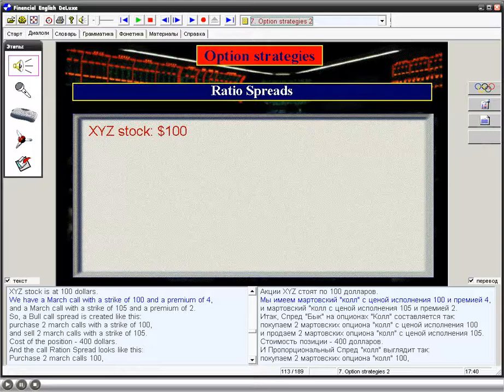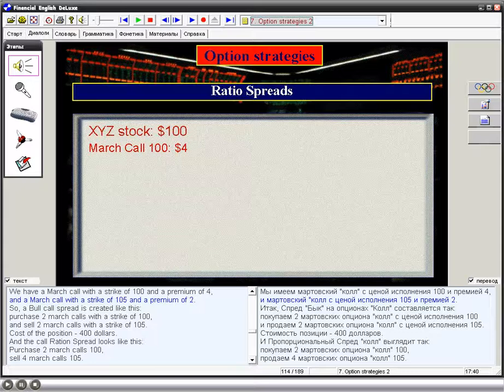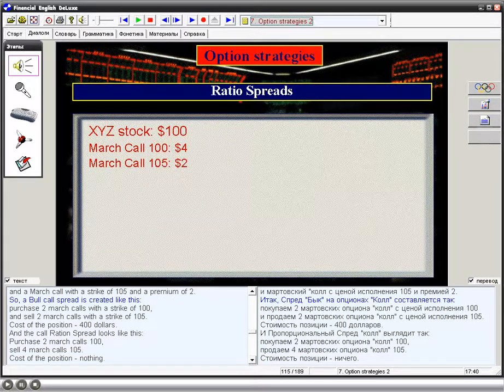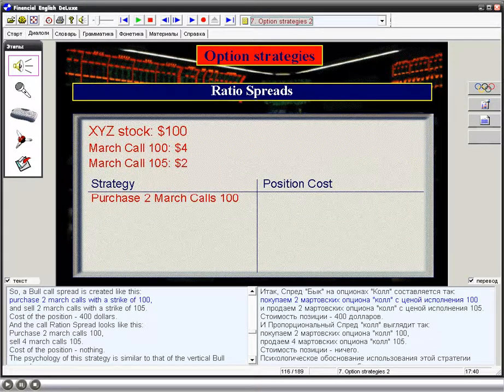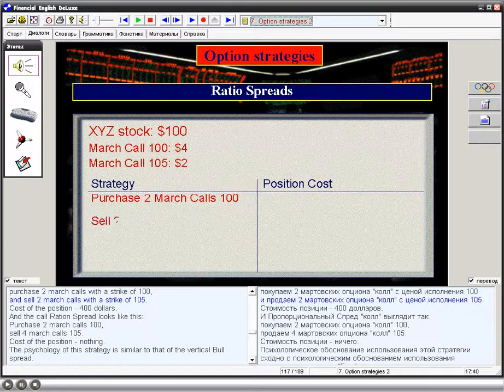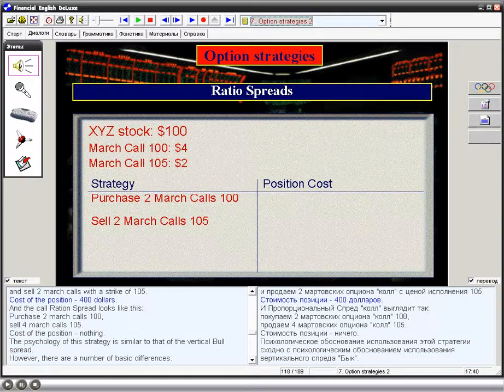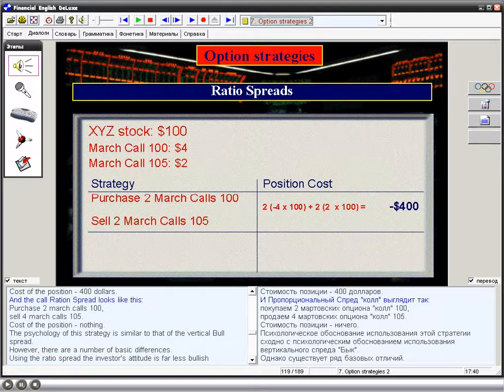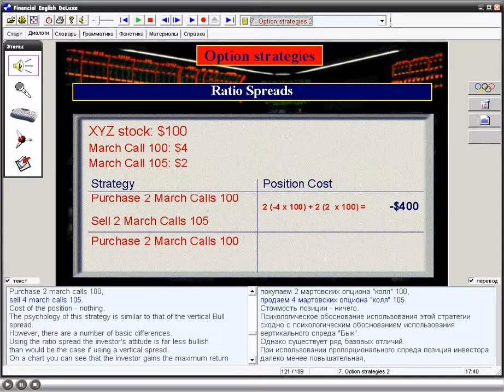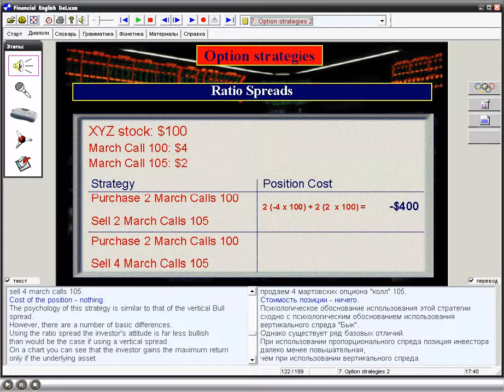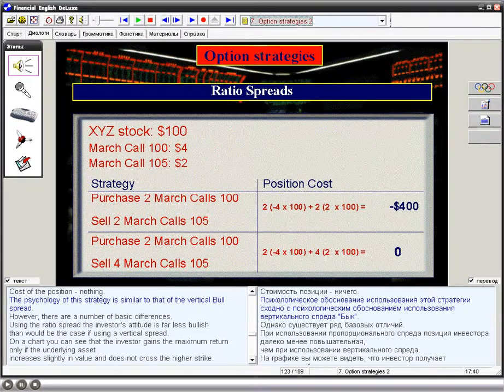XYZ stock is at $100. We have a March call with a strike of 100 and a premium of 4, and a March call with a strike of 105 and a premium of 2. So, a bull call spread is created like this. Purchase 2 March calls with a strike of 100 and sell 2 March calls with a strike of 105. Cost of the position, $400. Now the call ratio spread looks like this. Purchase 2 March calls, 100. Sell 4 March calls, 105. Cost of the position, nothing.